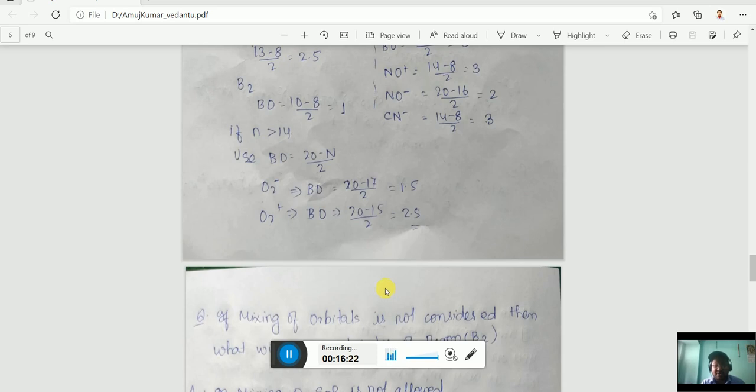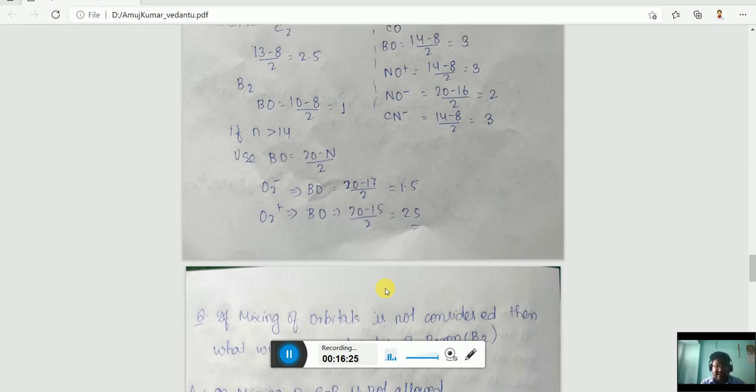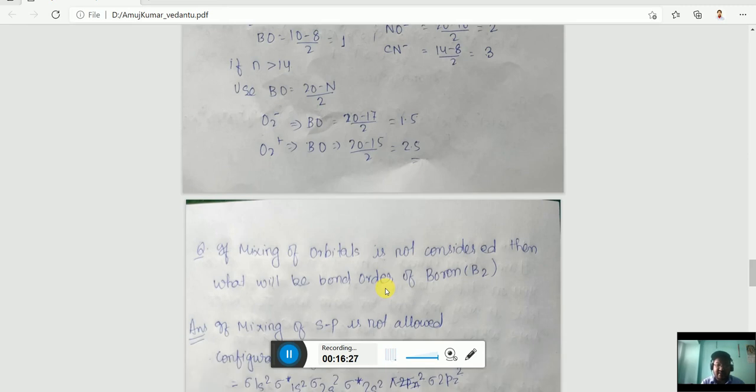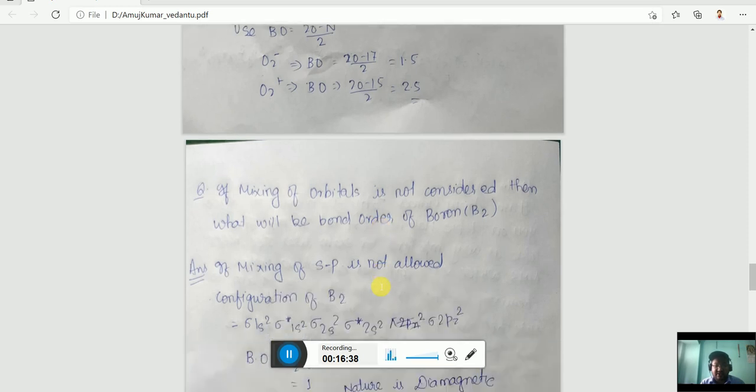One of the most important questions which I will discuss: this question may be asked in JEE type exams, or this type of question is basically asked in Olympiads. So I try to add this particular question so that we will understand the concept very clearly. The question says that if mixing of orbitals is not considered, then what will be the bond order of boron? You can say any other molecule, I simply take boron. We will take two cases.